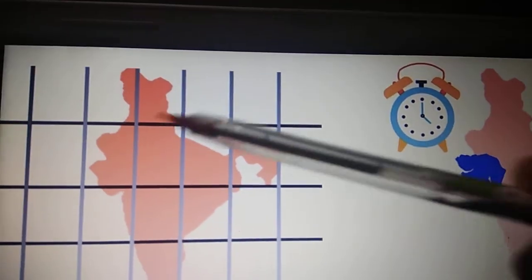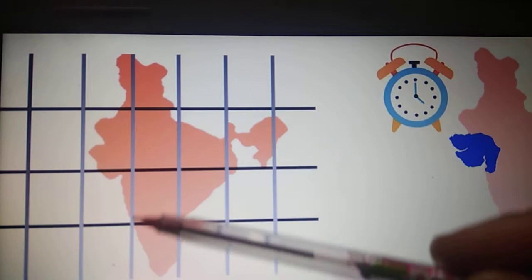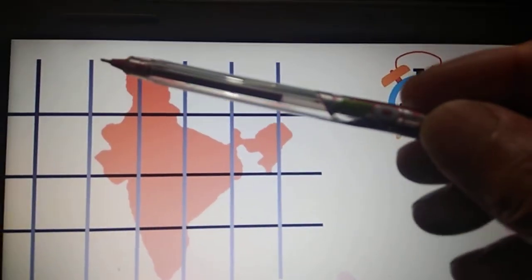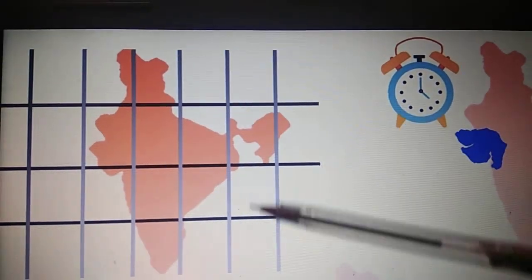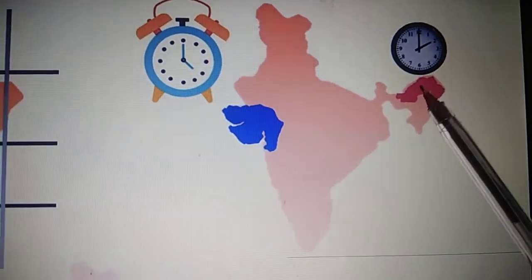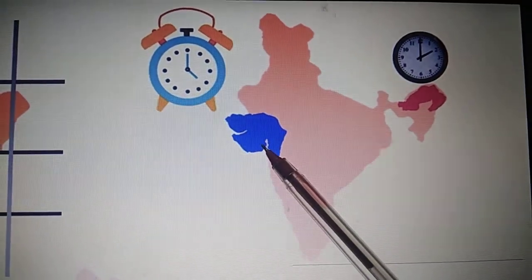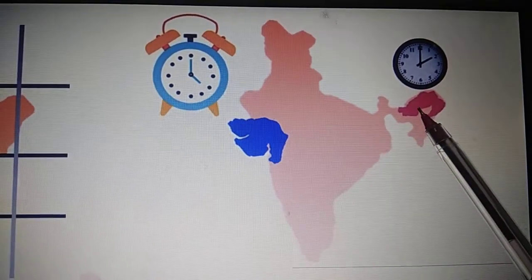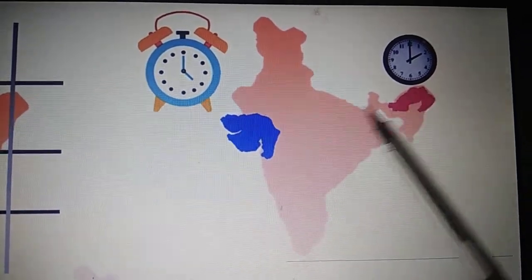Children, as I told you, these standing lines are longitudes or meridians. So we see, right from west to east, there are about 30 meridians passing through our country. So there will be a time difference. You can see in the east we have Arunachal Pradesh, and here in the west, Gujarat. The time difference between Arunachal and Gujarat is 2 hours.